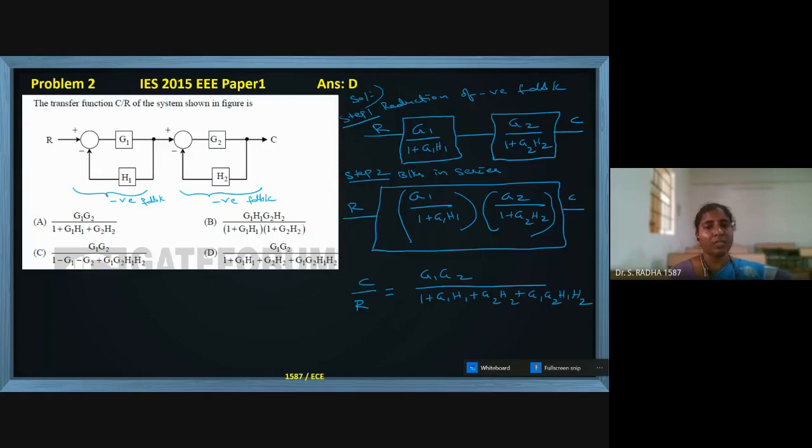So G1 G2 is present in options A, C and D. But in option C, a negative sign is there, which is not possible here. Both are negative feedback, which means the denominator will have plus and plus, so this minus sign is not possible. In option A, the fourth term in the denominator is absent. So option D is the correct answer.